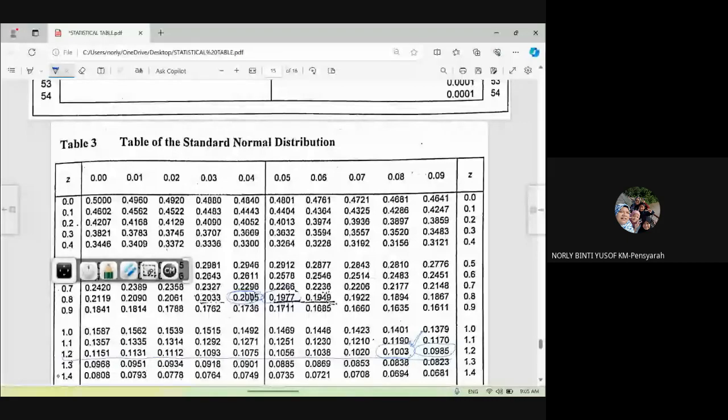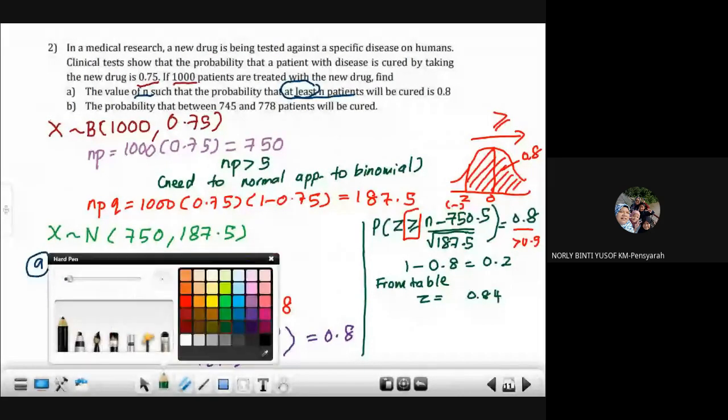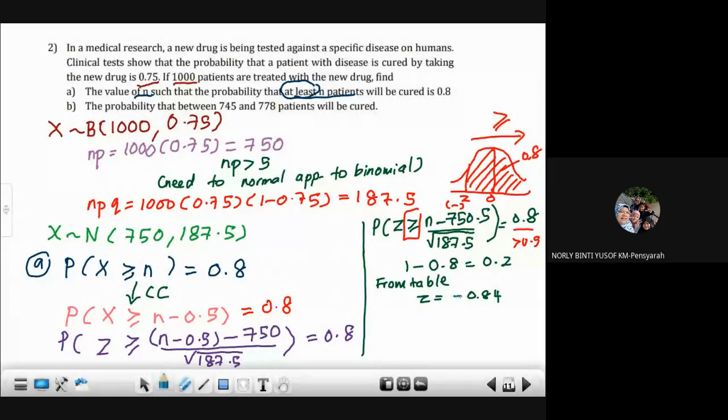Ini lebih besar sikit lah beza dia. So kita akan ambil 0.84. Ni lah yang beza dia kecil. Ni beza dia besar sikit. So 0.85 tapi terus letak nilai dia negatif. From table Z kita dapat 0.84. Tapi you letak nilai dia negatif sebab daripada you punya shape normal.